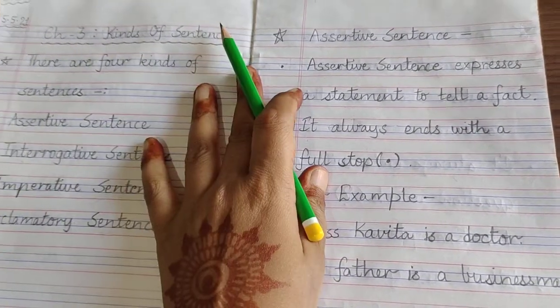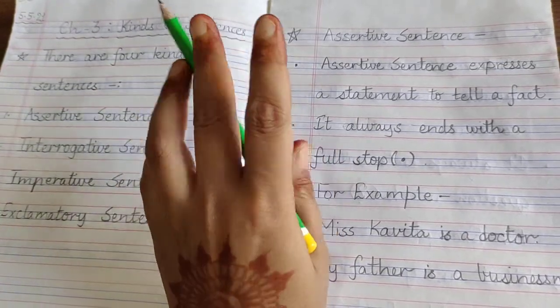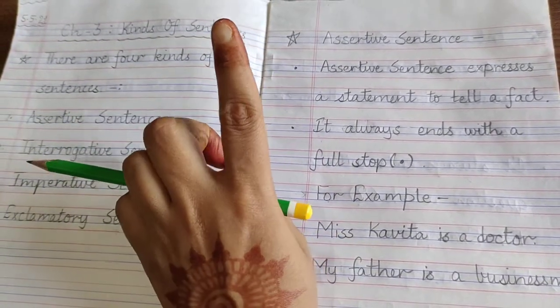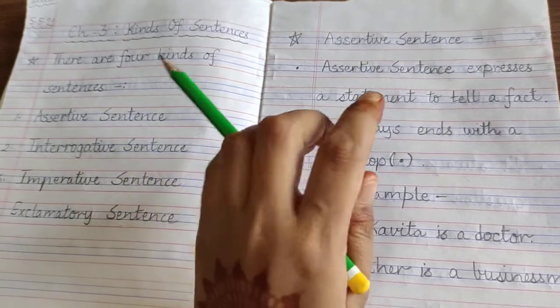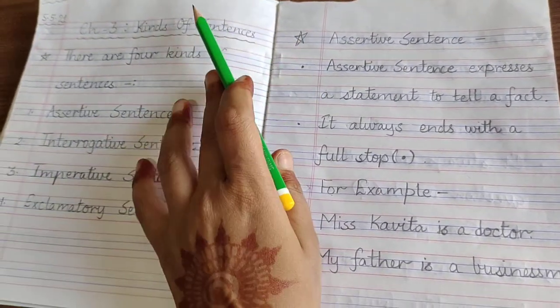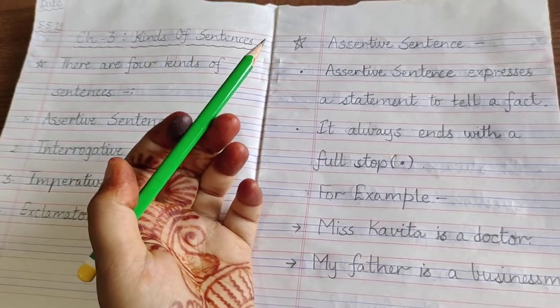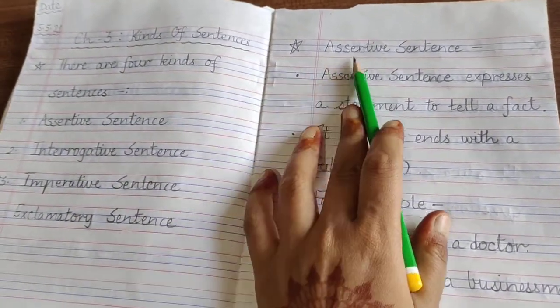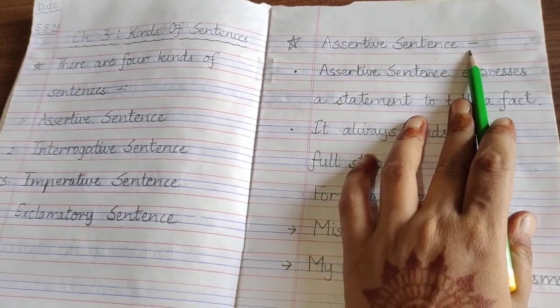Okay, so as you all know, in the part 1 video I explained only 2 types of sentences, that was assertive and interrogative. So today in our notebooks also we are going to write about these 2 only. Then tomorrow we will do our next work.